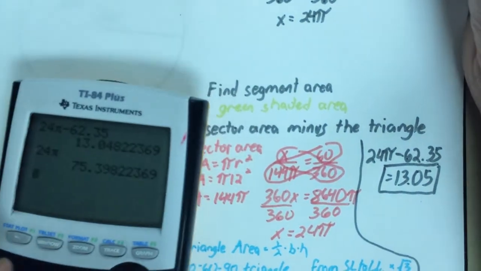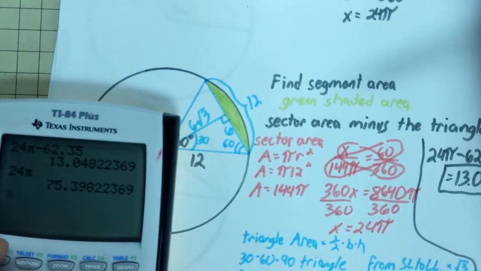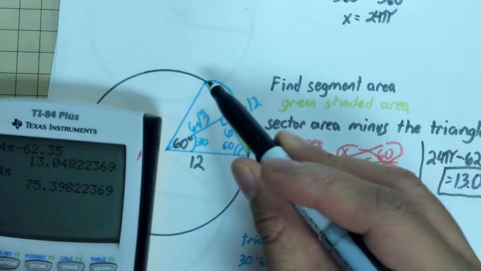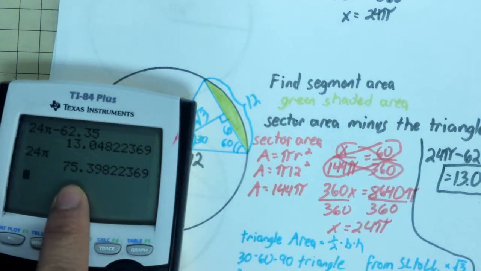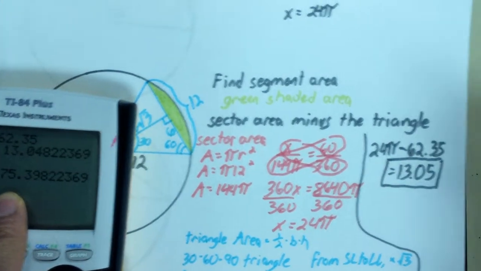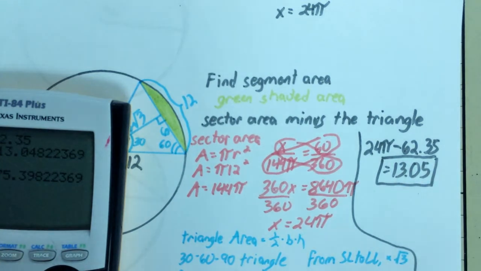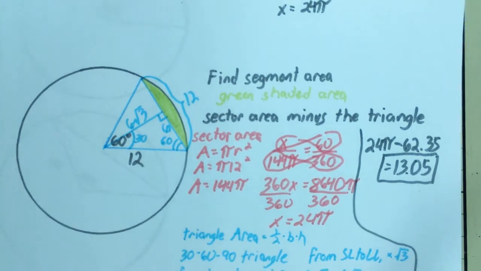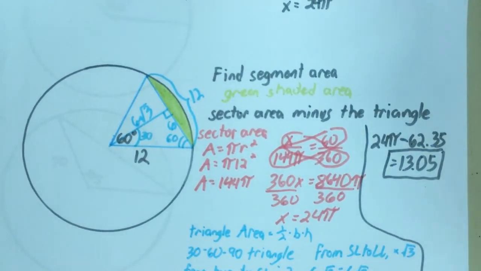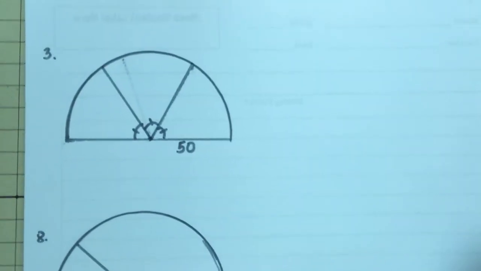To give you a perspective, 24 pi was the area of this whole sector, that slice. The area of the slice is 75.4. The area of just the green part is 13.05, just to put some perspective into it. Alright, so there you have sector area of a circle. What I'm going to do next is work on some further examples before I wrap this video up.